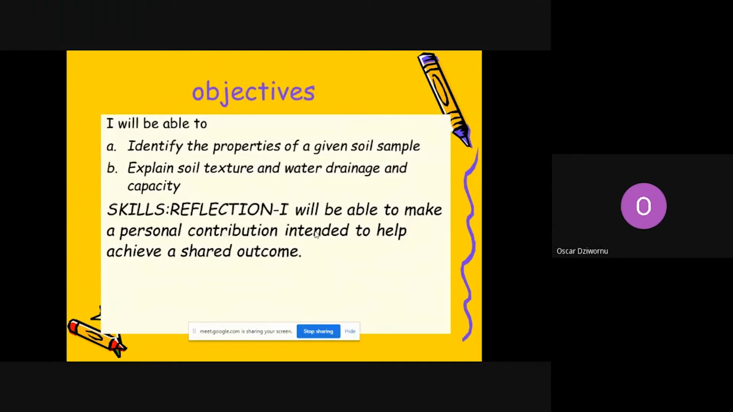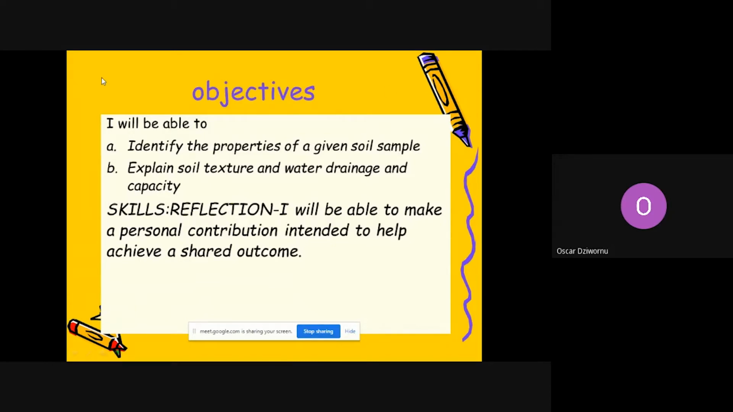We're going to the objective for the day. Our objective for the day is to identify certain properties of a given soil sample. If you take a particular soil sample, what are some of the properties you are likely to encounter in that soil, which will help you identify that soil sample? We should also be able to explain soil texture and water drainage capacity.